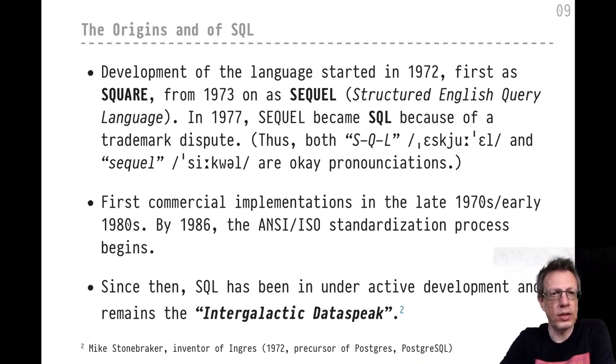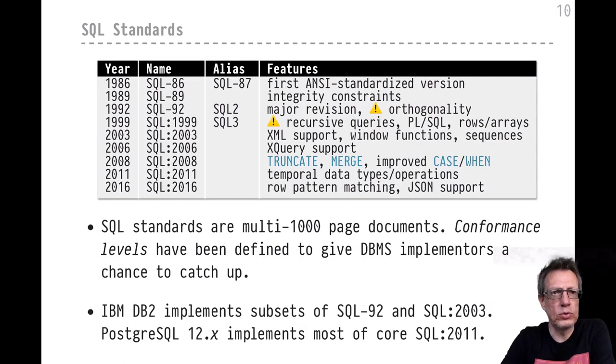SQL is a standardized language under the auspices of the ANSI and ISO committees that care for the language. The language is still being developed. New releases are produced every few years, and it has become the de facto query language for relational database data. There is no other language to speak of. It's the intergalactic data speak, as Mike Stonebraker, the father of Ingres and PostgreSQL, has termed it. If you want to know about the history of the language and its different standards, it started in 1986 when ANSI and ISO started the first work on the SQL language, then termed SQL-86.